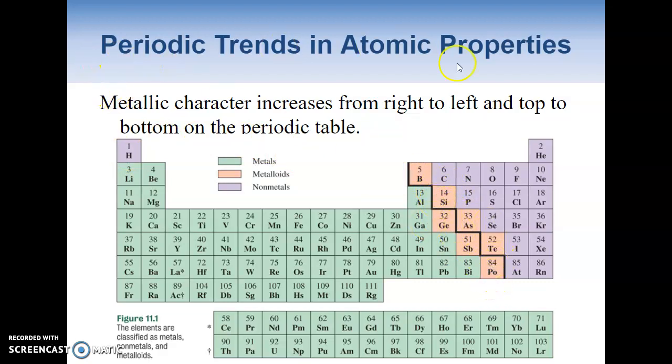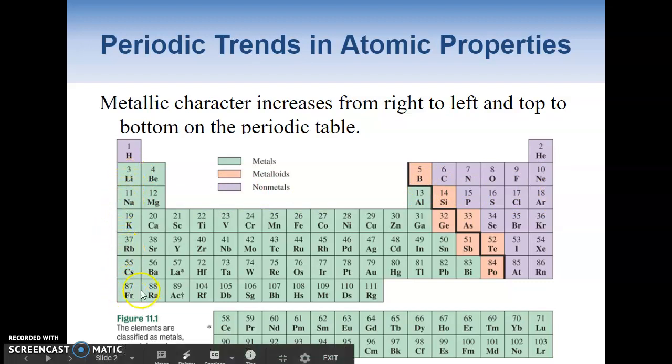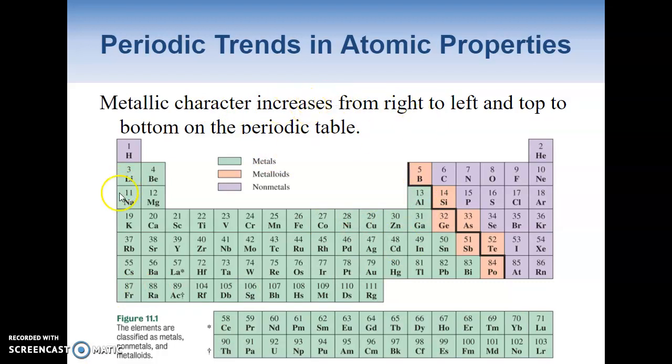Okay? So one of our trends is that our metallic character increases from right to left and from top to bottom. So as we move from right to left, they're going to become less metallic. Okay? And then as you move from top to bottom, they become more metallic. Okay, so this is going to be our most metallic element. I'll change that in the notes for you. It should be it increases from right to left. Yeah, so going this way.